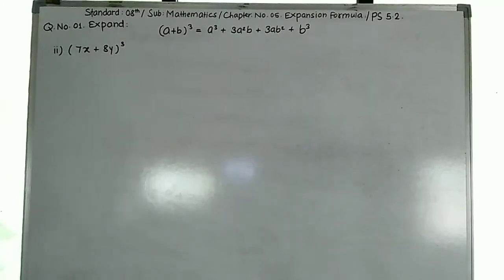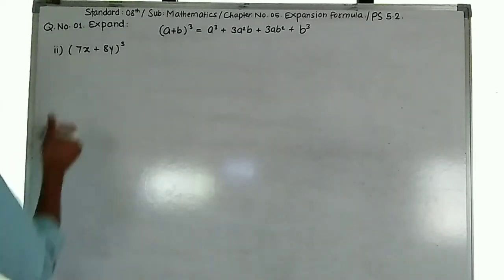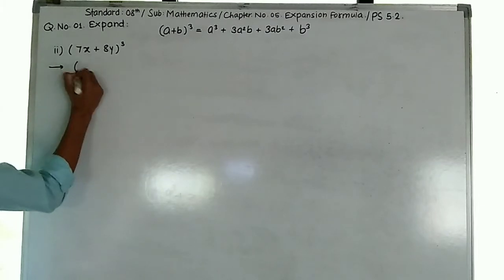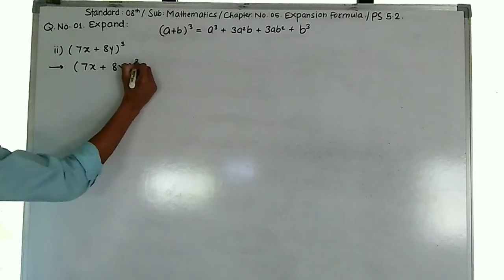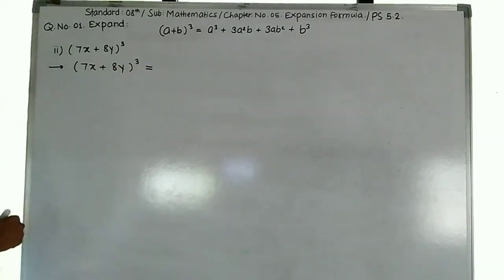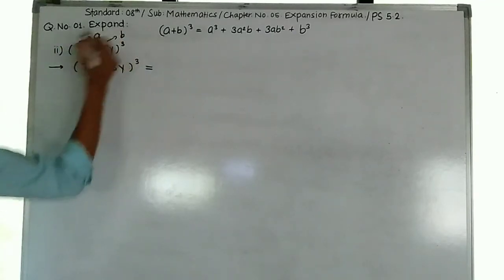Now the term is 7x plus 8y raised to 3. Okay, so we have to expand this particular binomial. Now for this again we are going to use the simple general formula that we have derived previously. So I can write 7x plus 8y cube is equal to. Now I am going to consider 7x as my a and 8y as my b.